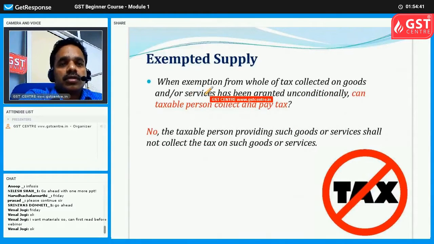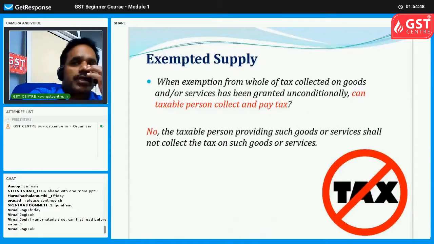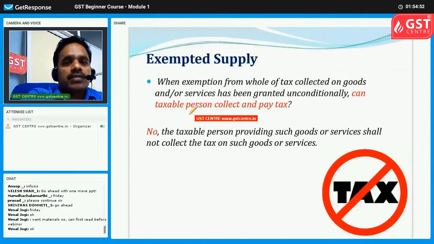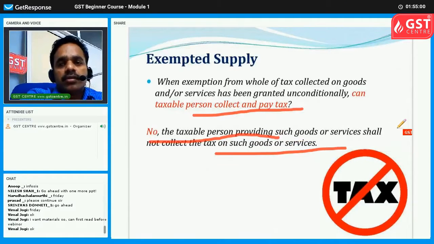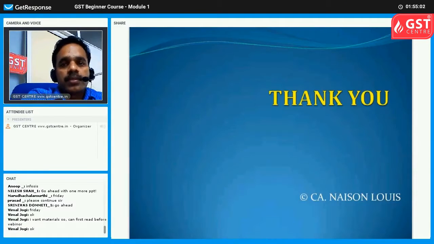Then exempted supply. When exemption from all tax collected on goods or services has been granted unconditionally, can a taxable person collect tax because some goods are exempted? No, in such a scenario we cannot collect tax and pay it to the government. So that is the first thing.